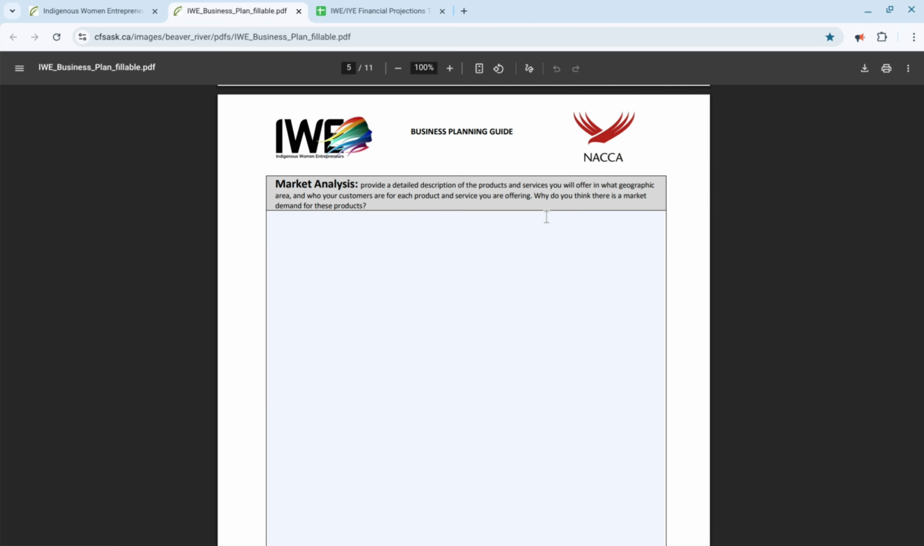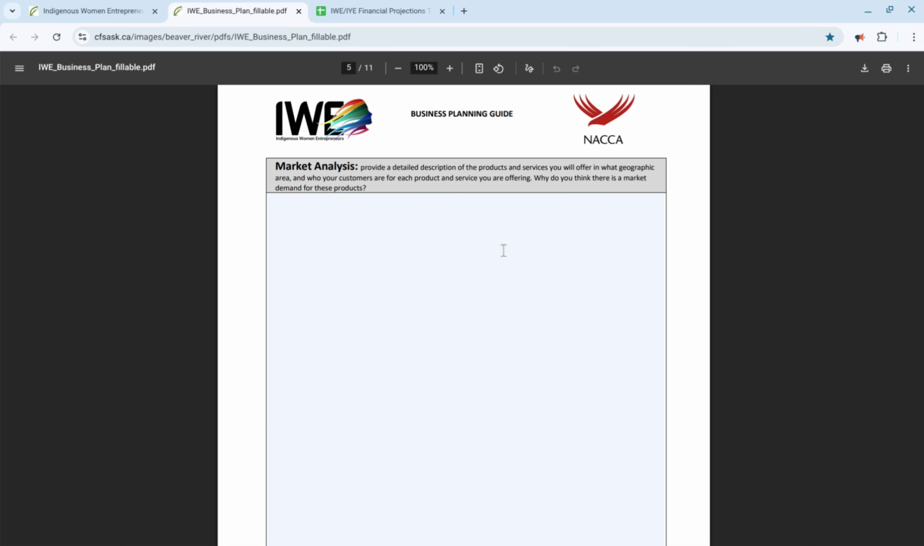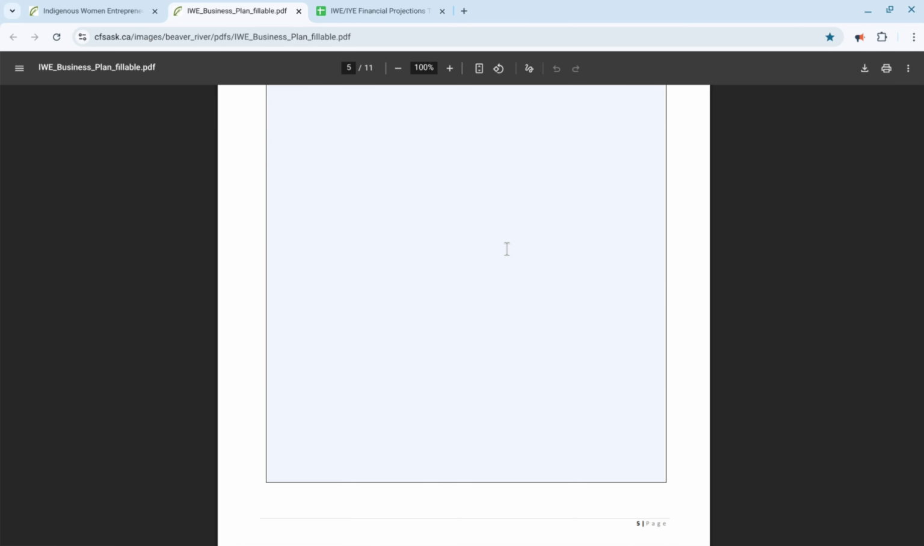And then lastly, why do you think there's a market demand for these products? So maybe you've already been in business for a while and you just know from experience that there is demand for it and you're making a lot of sales. Whereas if this is just a startup and you're not sure, why do you think there is market demand for these products? Maybe you're starting the business because you see a lack of this product or service in your community. Maybe you just know from speaking with other people that there's a lack of these products and services provided. Maybe you can see that it's a growing industry. Maybe you've been doing this as a hobby and people are just asking you for more of the service you provide or more of the product you provide. So just indicate why do you think there is market demand for these products. And then you can continue to scroll down here.